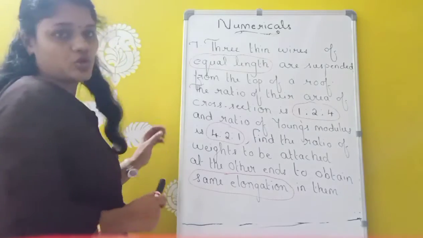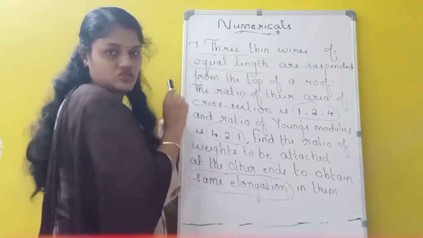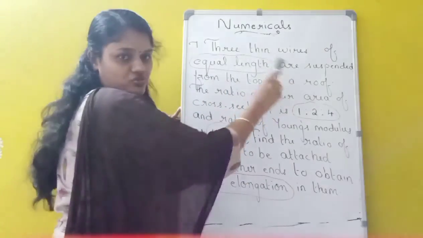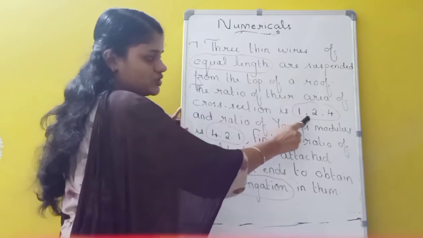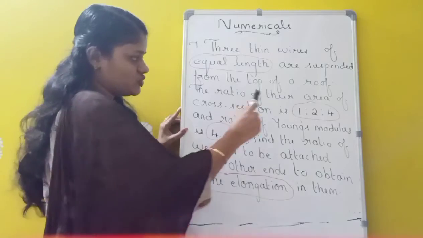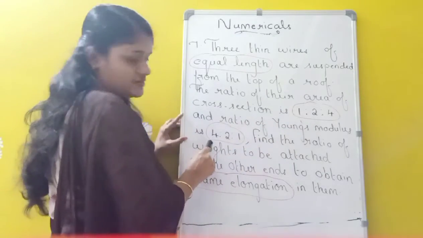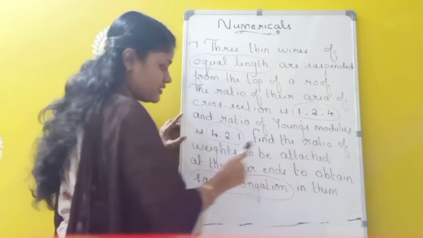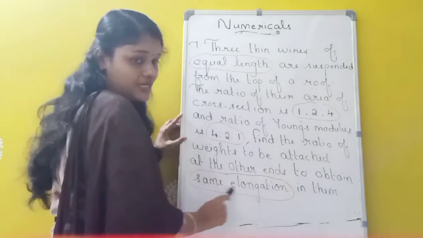Now, seventh problem. 3 thin wires of equal length. So all the 3 wires have the same length and are suspended from the top of a roof. The ratio of their area of cross section is 1:2:4. The area of cross section ratio is given here. And the ratio of Young's modulus is given as 4:2:1. Then you have to find the ratio of weights to be attached at the other end to obtain the same elongation.